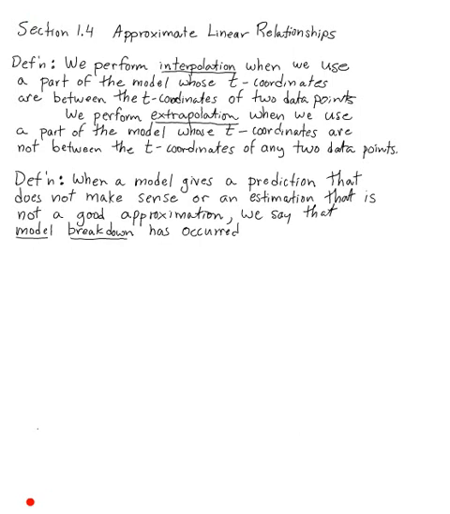Section 1.4, approximate linear relationships. This section is very, very similar to section 1.3. In section 1.3, we were given data and we plotted it and we found that we had a perfect line, basically. Our data fell into a perfect line.